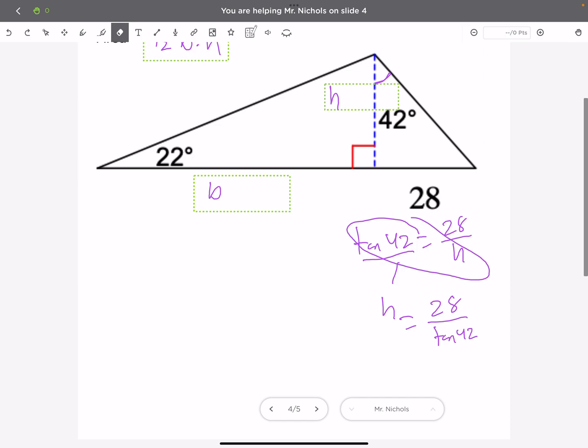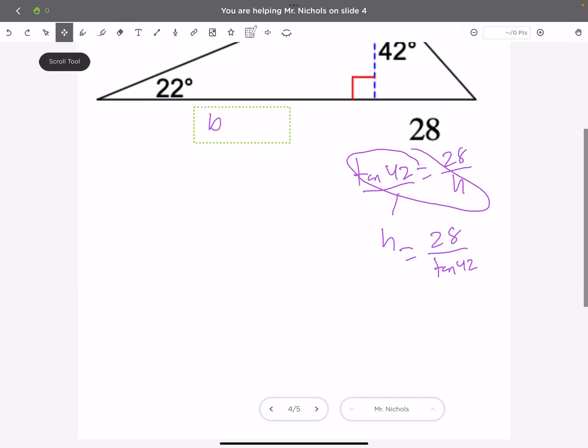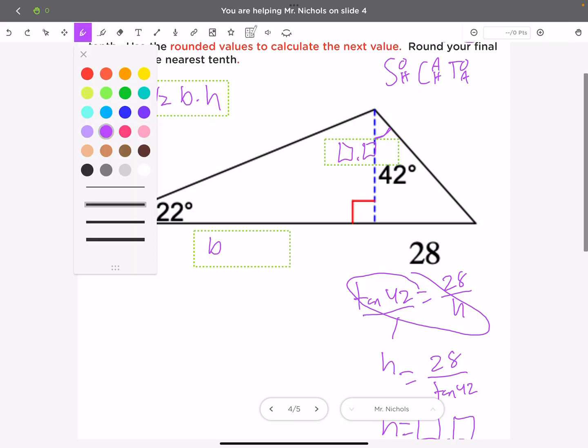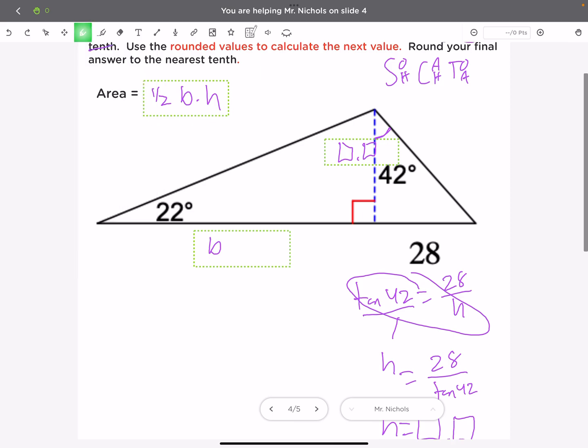And of course, H over 1, you don't even really need the over 1. So you would then just take this and plug it into your calculator. 28 divided by tan 42, and then hit equals. And you get H is some value like this. So we can actually come up here and erase the H, and you would put that value here, rounded to the nearest tenth.